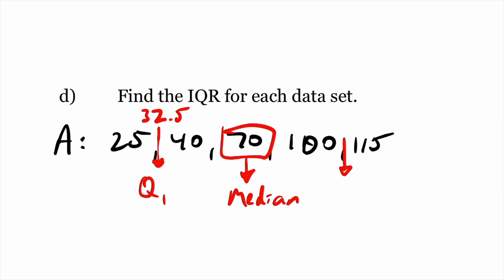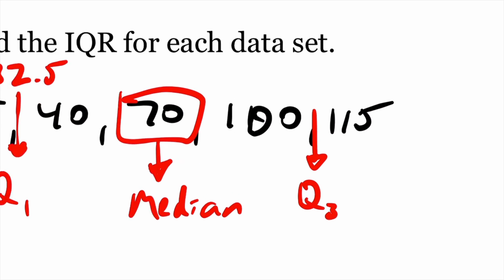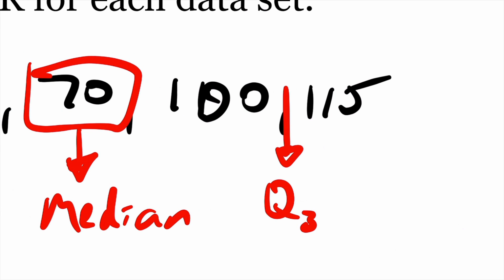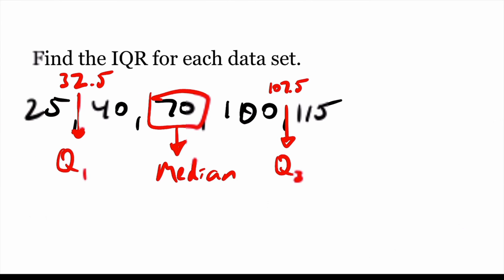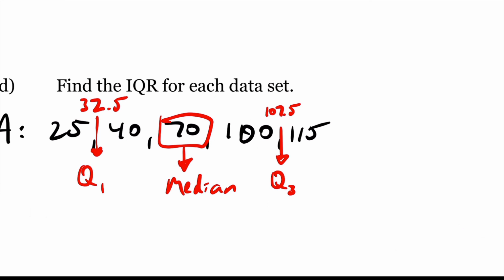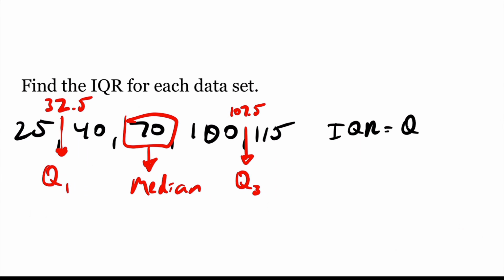Same thing above. There's only two numbers below or above the median. So add them up, divide by 2, and I think you get 107.5. That you've done before. That's not new. The new part is subtracting them. So IQR equals Q3 minus Q1. So in this case, it's going to be 107.5 minus 32.5, which is 75.